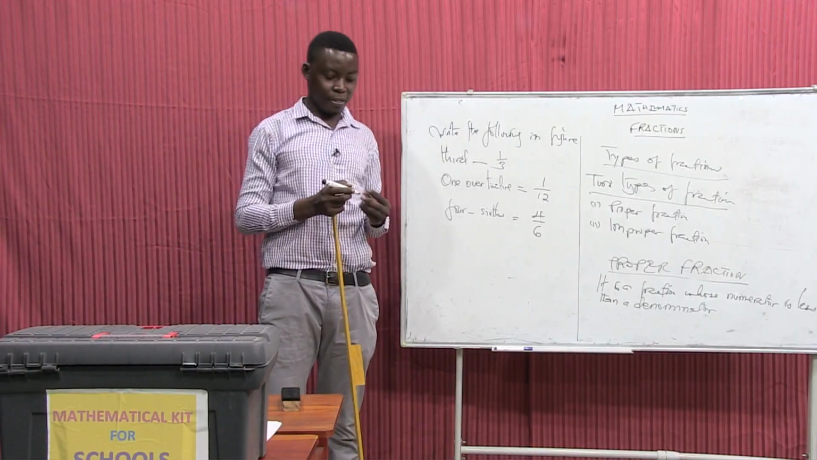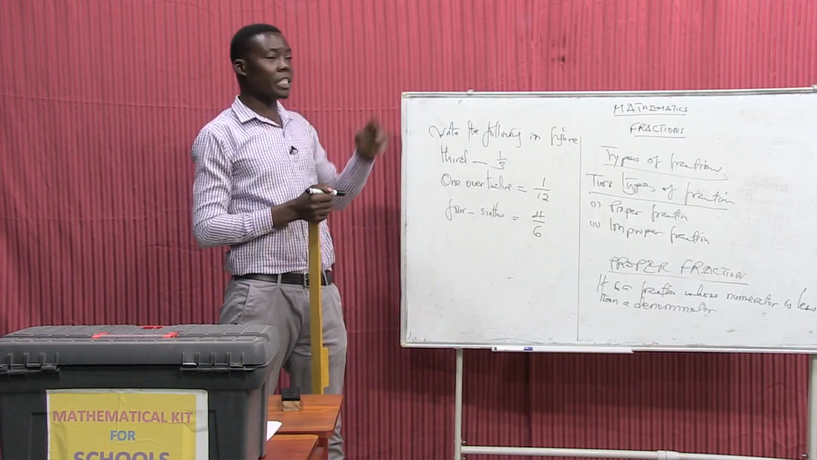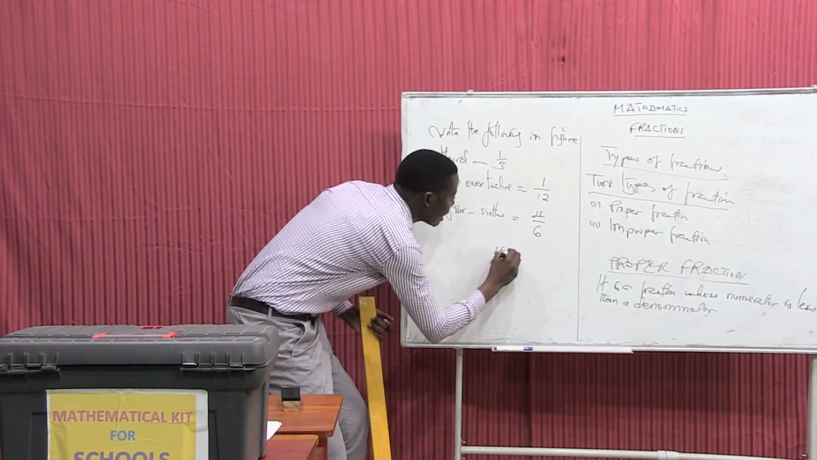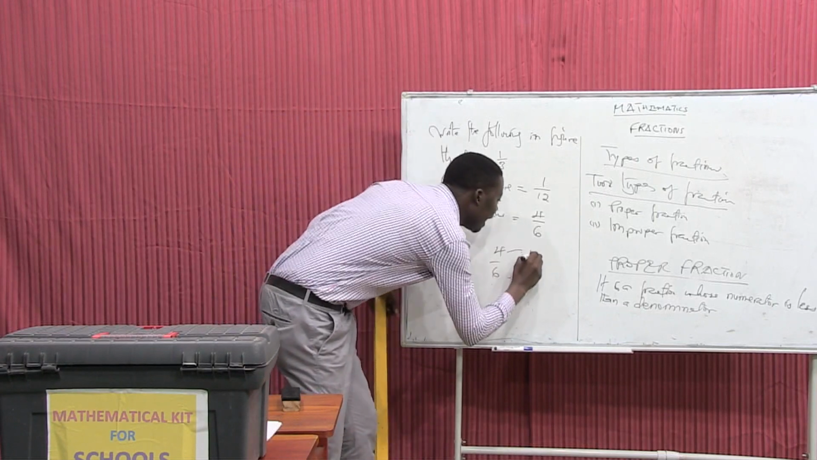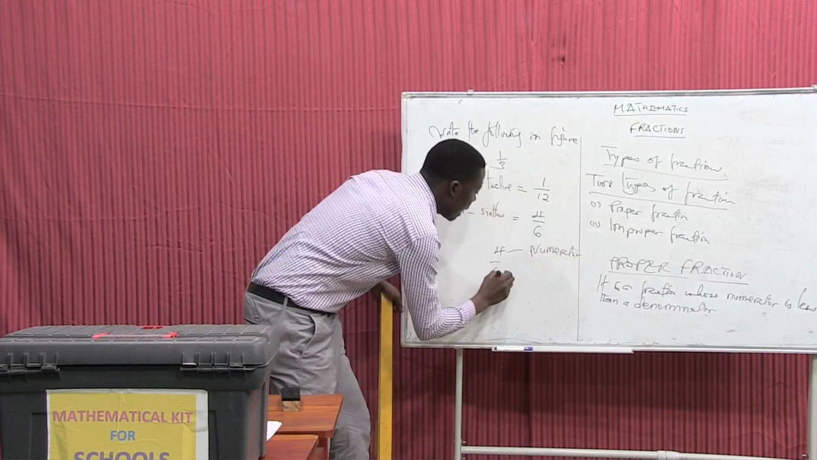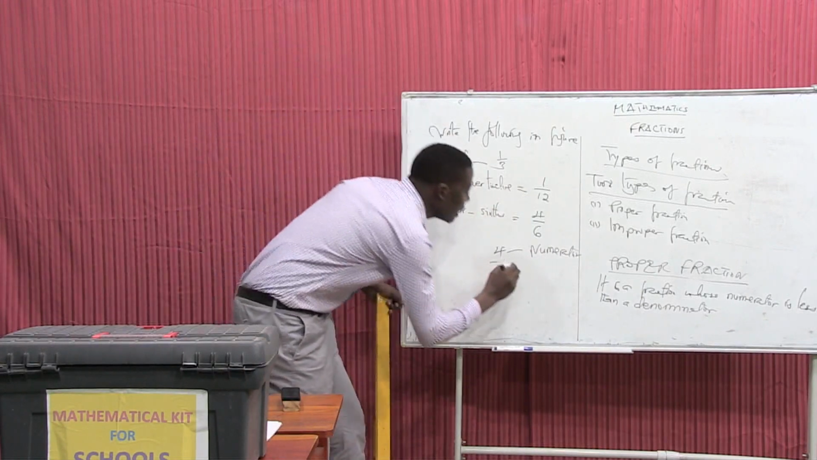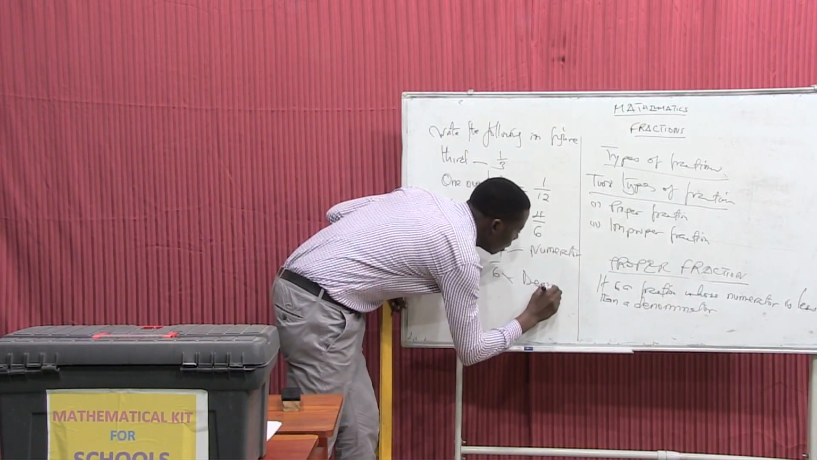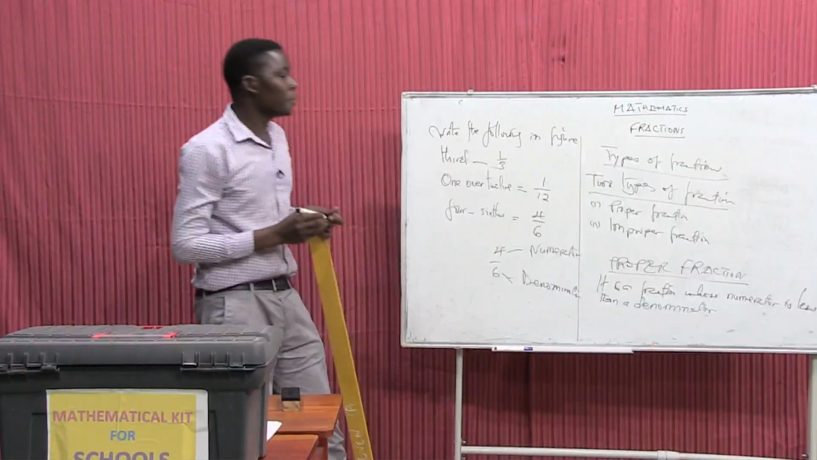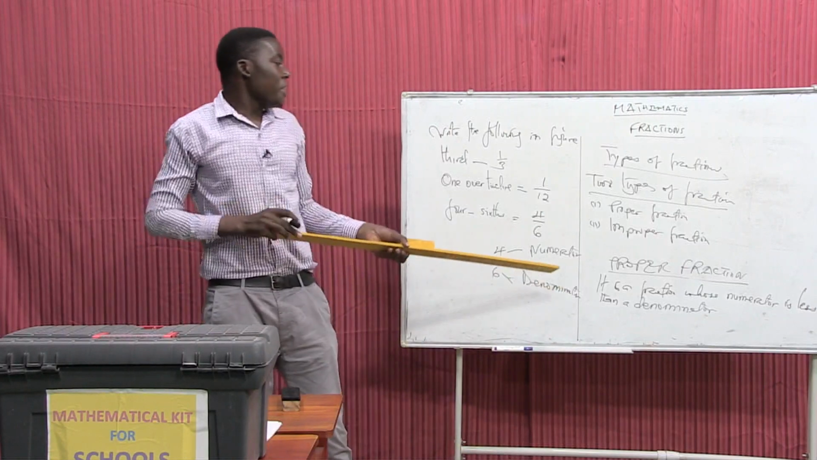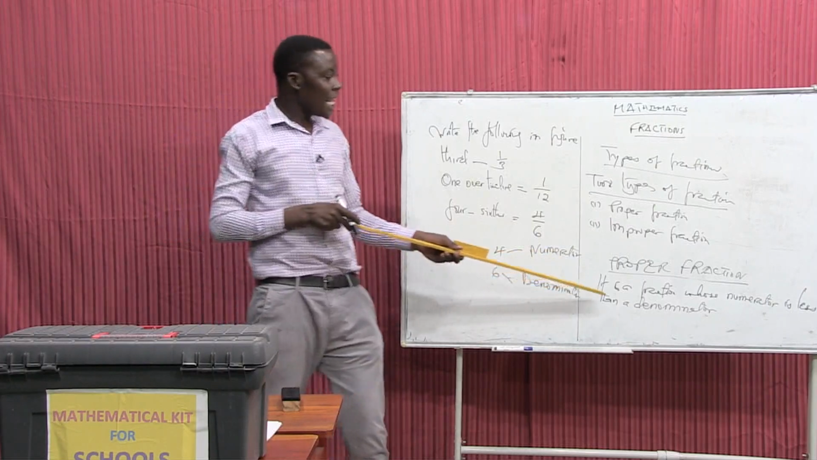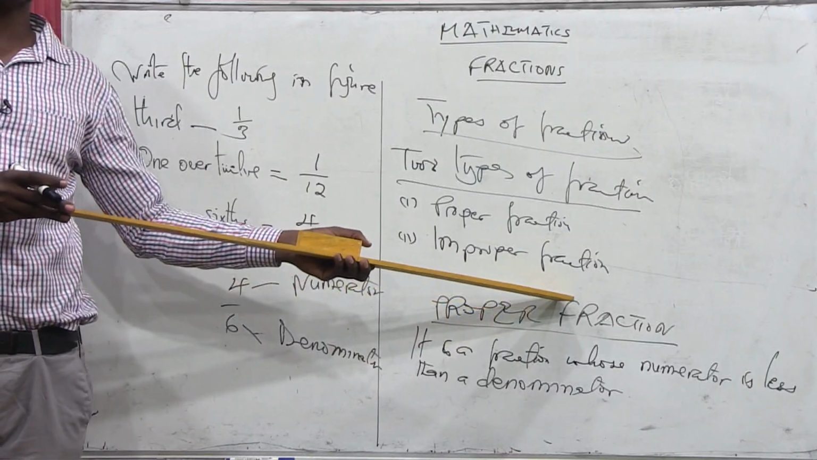We said before that in a fraction, for example 4/6, the upper number is called the numerator, and the lower number is called the denominator. So if a numerator is less than a denominator, that kind of fraction is called a proper fraction.